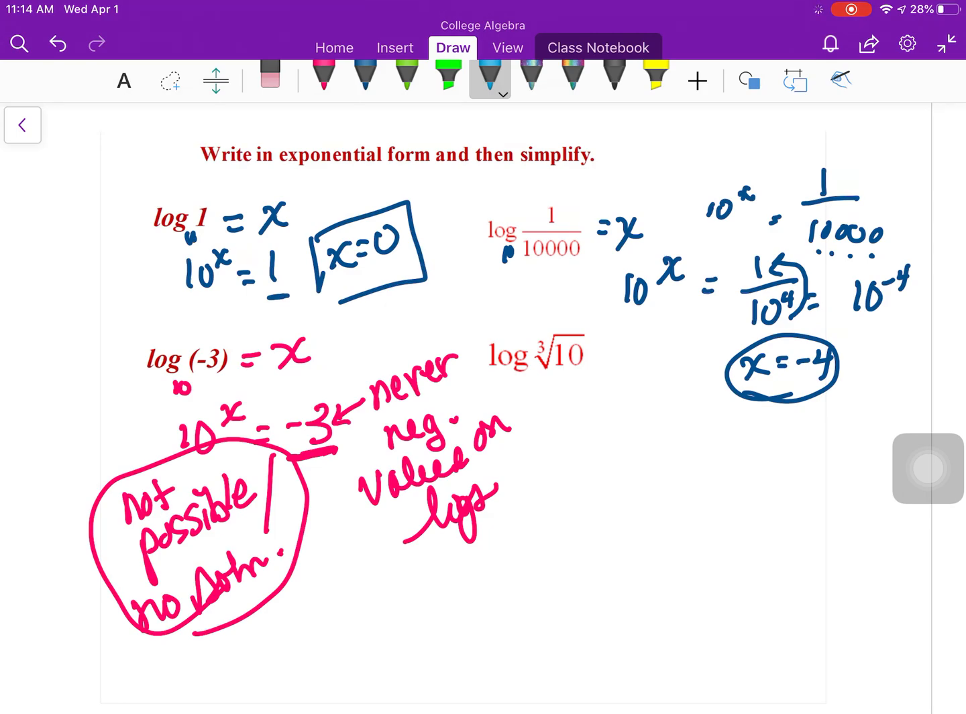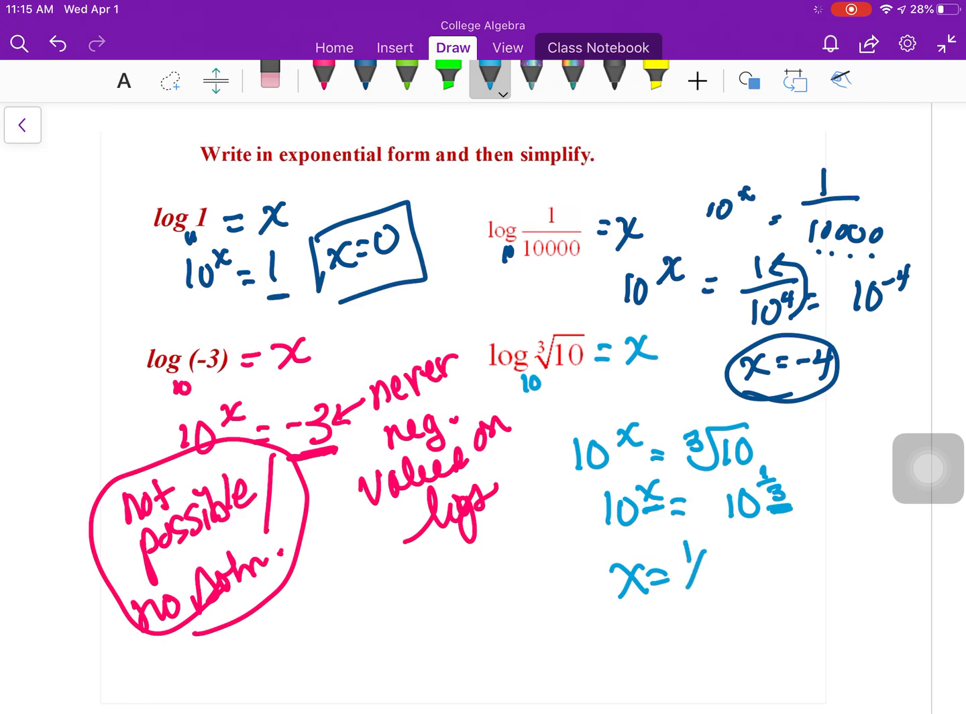All right, and the last one, log of the cube root of 10 equals x. So that base is 10. So 10 to the x equals the cube root of 10. Well, the cube root of 10 is the power 1/3. So x equals 1/3.